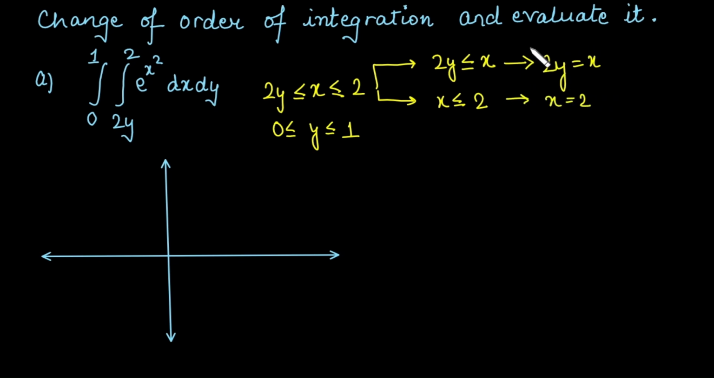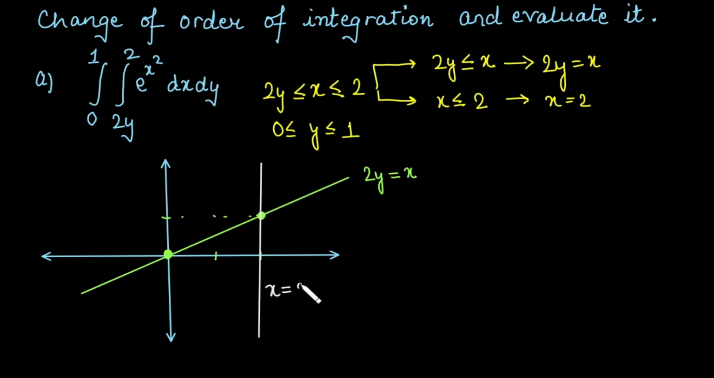Now, what type of curve is this? It is a straight line. Now, how to sketch the straight line? We generally take points. When x is equal to 0, the value of y is 0. And when y is equal to 1, the value of x is 2. So it means it is a straight line that passes through these 2 points. So here we have this line 2y is equal to x. Now we need to check what the x is equal to 2 line is. x is equal to 2 means this point, and x is equal to 2 is a line parallel to the y-axis. This is the x is equal to 2 line.